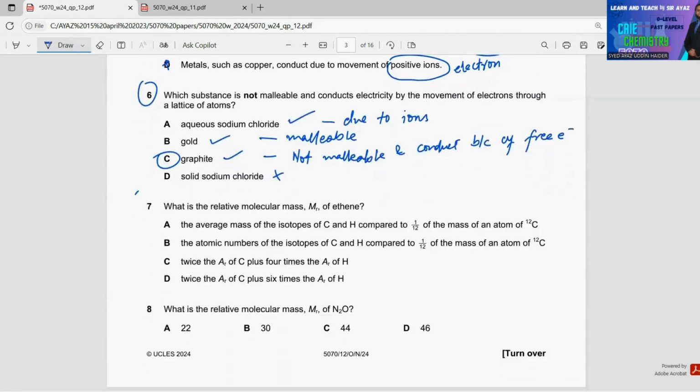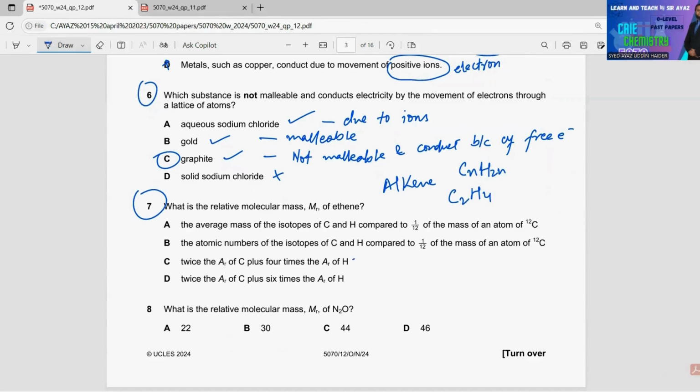Move to next MCQ, which is number 7. What is the relative molecular mass Mr of ethene? So what is the formula of ethene? It's an alkene. Recall the general formula of alkene, CnH2n. We have two carbon atoms in case of ethene. So C2H4, which means we have two atoms of C and four atoms of hydrogen.